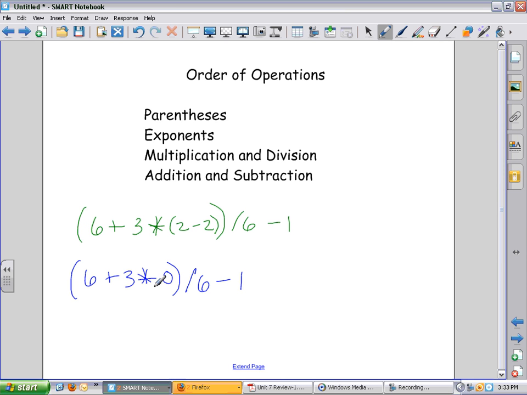Now I've got multiplication here, so that has to come before I do the addition. So 3 times 0 is 0. I'm going to rewrite it one more time to show you. This is 6 plus 0 divided by 6 minus 1. Now I can see that 6 plus 0 is 6. So it's going to be 6 divided by 6 minus 1. And I can just go left to right because division is going to come before subtraction. So 6 divided by 6 is 1, minus 1 is equal to 0.